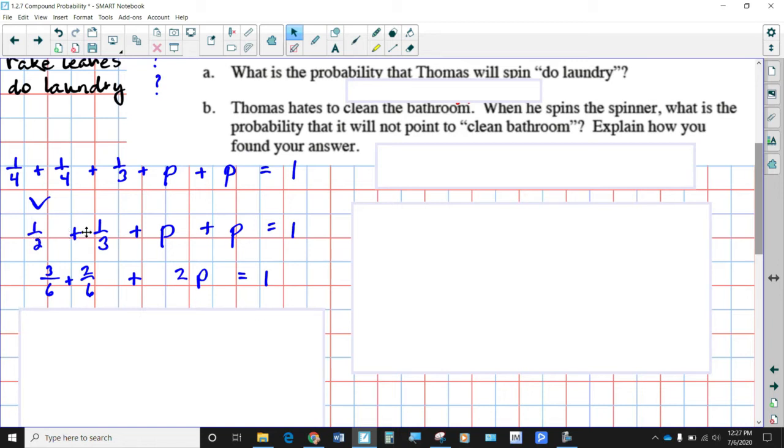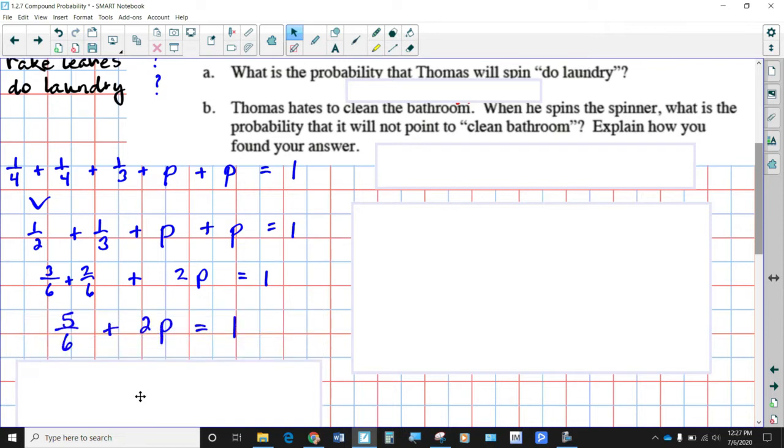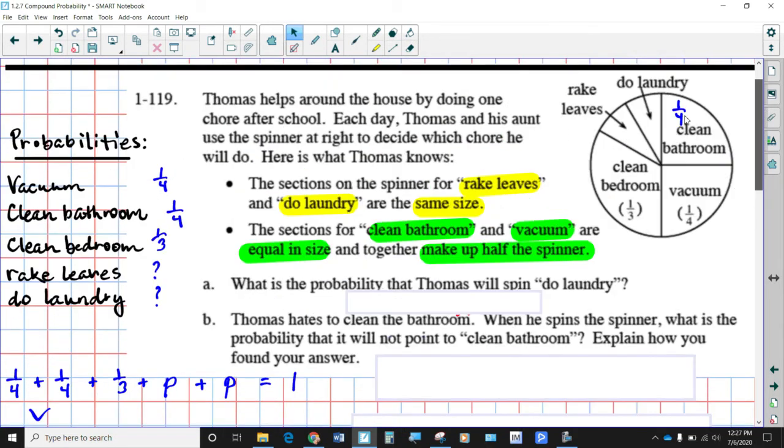Remember, using the coat of arms, you can multiply 3 times 1 is 3, and 3 times 2 is 6. 2 times 1 is 2, and 2 times 3 is 6. 1/2 is the same as 3/6. 1/3 is the same as 2/6. They have common denominators, so we can now add those together. And I combined like terms here, so you've got two p's there. So we know that this section here represents 5/6 of this circle.